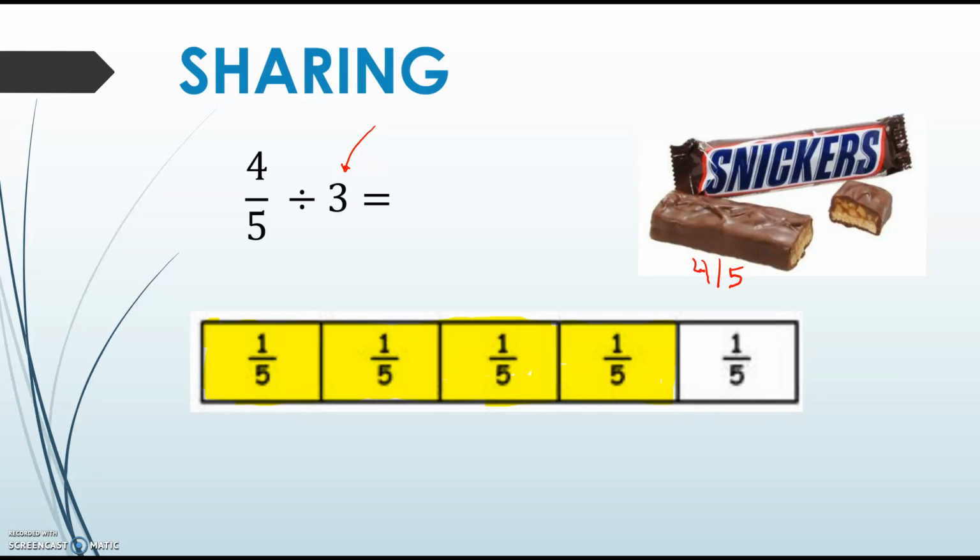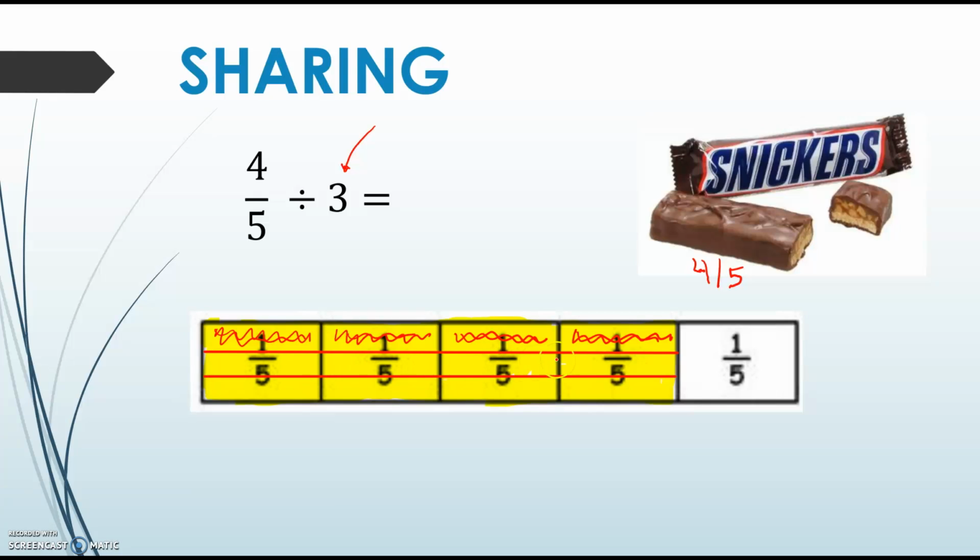So you'll see my model here. I have a 1/5 fraction strip, and I've highlighted 4/5 of it. We don't have quite a whole candy bar to start with. So how can I start dividing this up and sharing it among 3 people? Well, I can take each of those pieces and cut them into thirds. So this little section, 1 person can get. They can get 1/3 of this section, 1/3 of this section, and 1/3 of this section. So 1 friend will get all of these red parts.